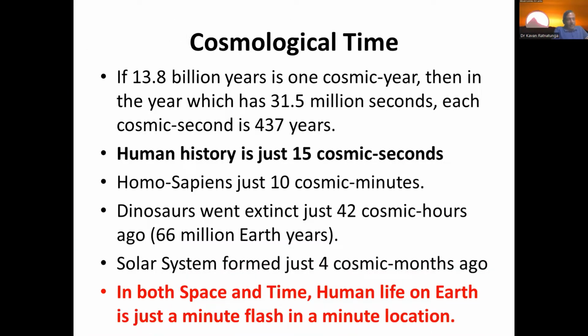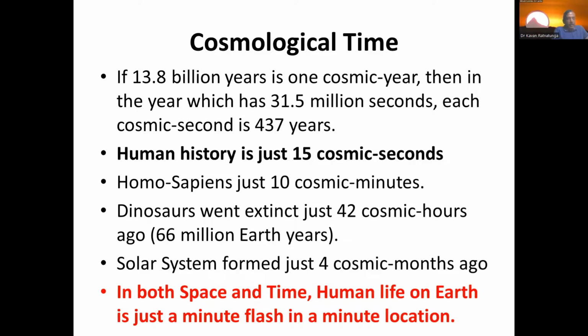So let's look at cosmological time. That's the space and time. Now, we know that the universe is 13.8 billion years old, but as I say, not many people can comprehend what 13.8 billion years is. So what I'm going to do is divide it by the 31.5 million seconds that each year has, and then I will call a cosmic second 437 years. This is a concept that was brought by Carl Sagan in his video series called Cosmos, and I think it's one of the best ways of looking at what time is.